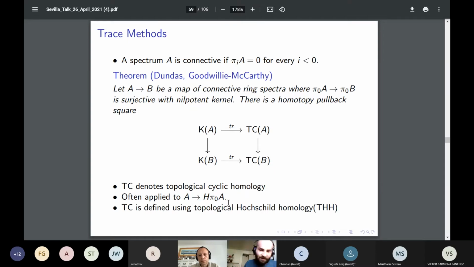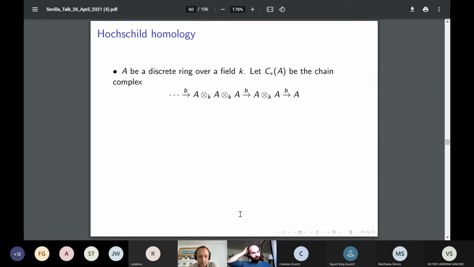So in order to define TC, I need to define topological Hochschild homology, which is again actually a homology theory that was defined in order to be able to define TC, in order to be able to study K-theory. So that's why this is such a huge program, trace methods. But before that, there was already a classical notion of Hochschild homology from homological algebra. So let's start with that.